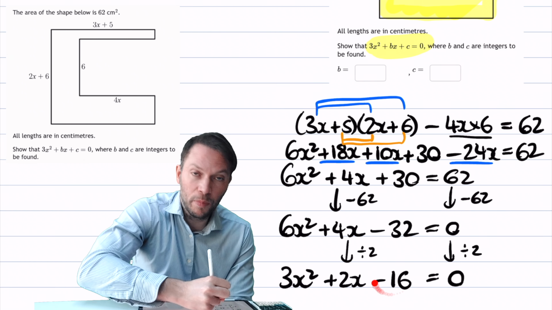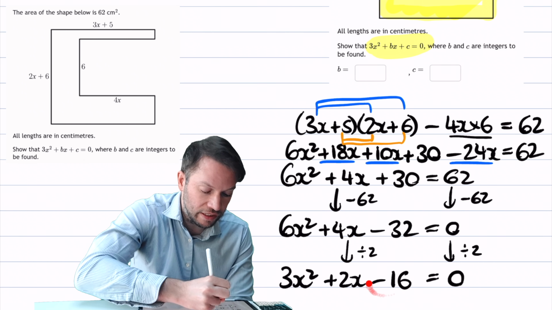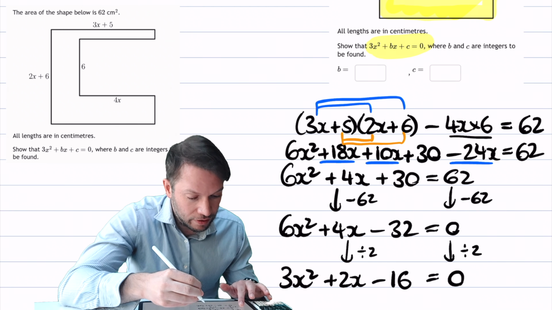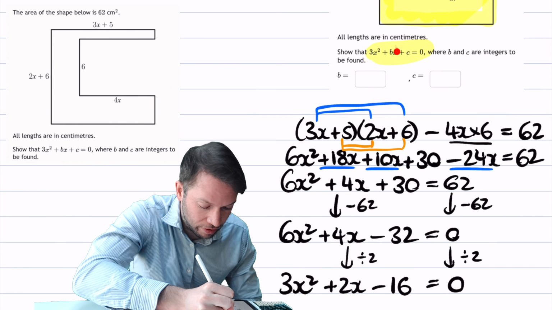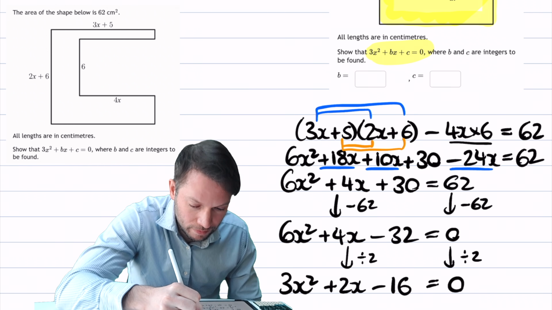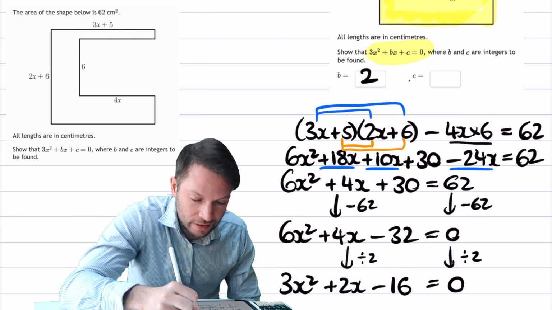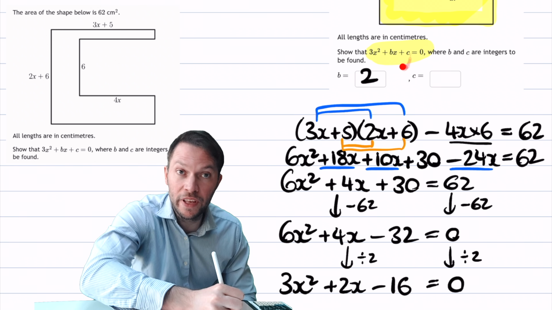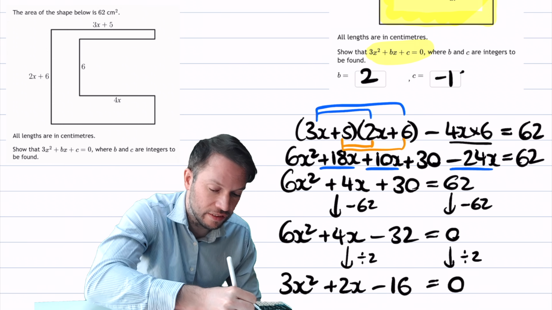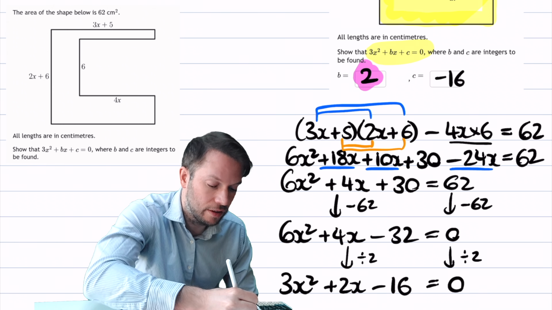Now, you might think, oh, this is minus, not plus, but that's okay, because the minus 16 could be thought of as plus negative 16. So therefore, the b here is the number in front of the x, or the coefficient of x as we call it. So the b here is 2, b is 2, and the c is this constant term without the x on the end, which is minus 16 here. So c is minus 16, and that is the final answer.